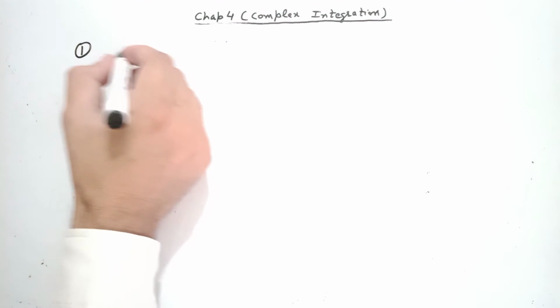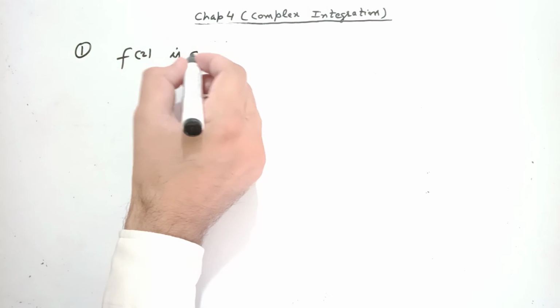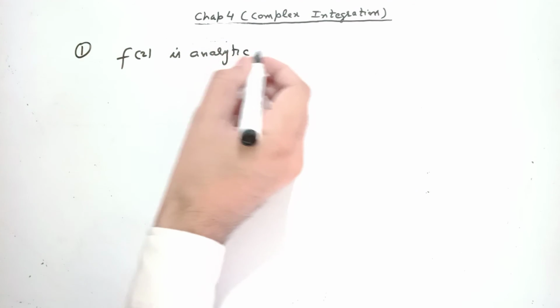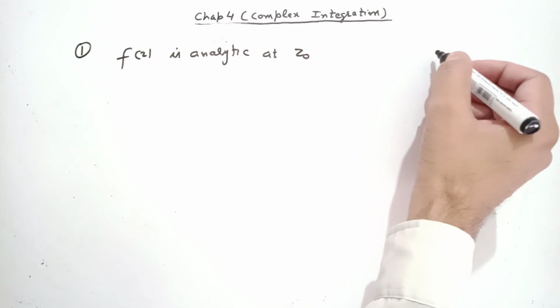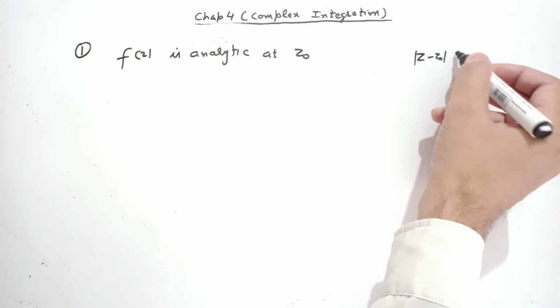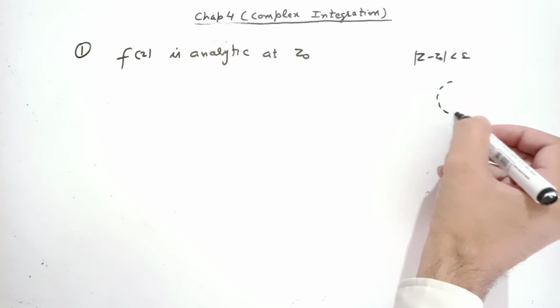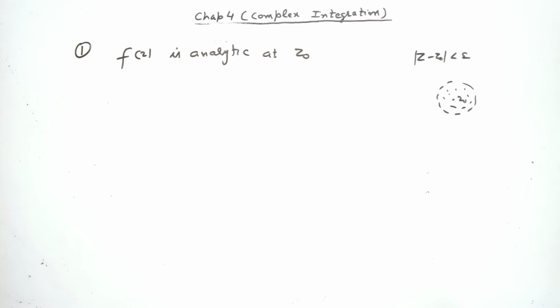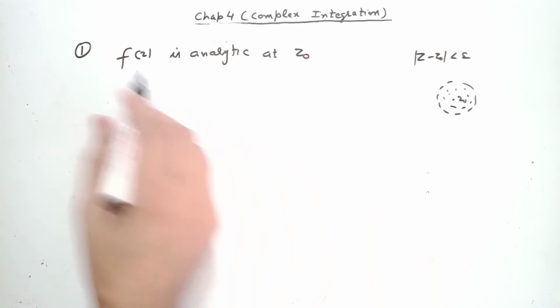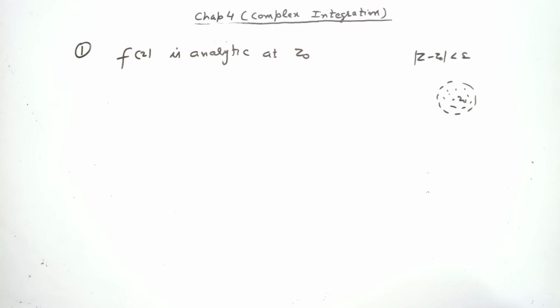First one is, if f(z) is analytic at some point z0. Hope you recall the definition of analytic function at a point. What is the meaning of analyticity at the point z0? There exists a neighborhood of z0 in which the function is differentiable. If the function is differentiable at every point in some neighborhood of z0, then the function is analytic at z0.